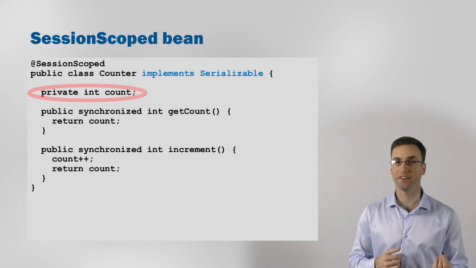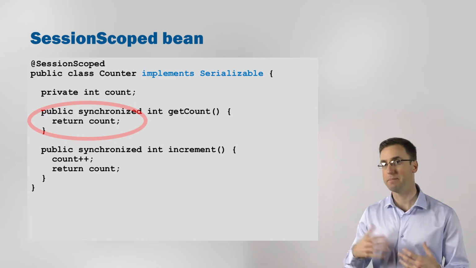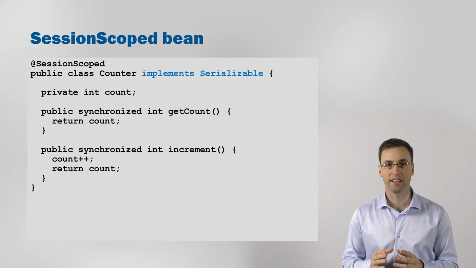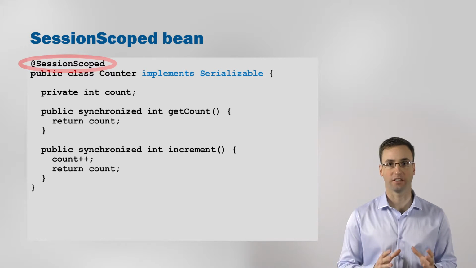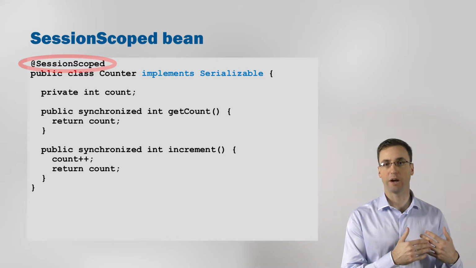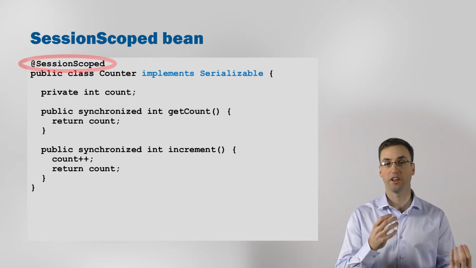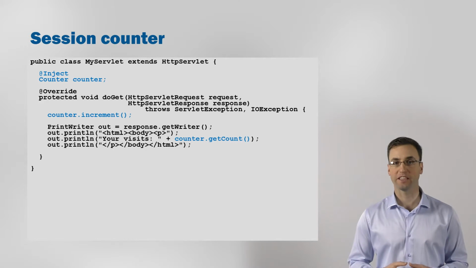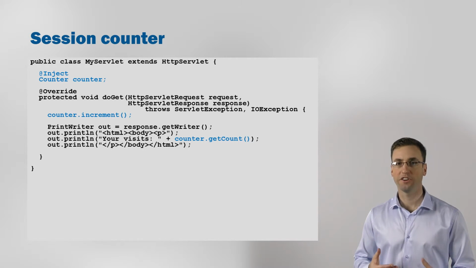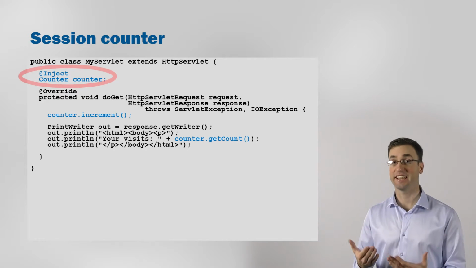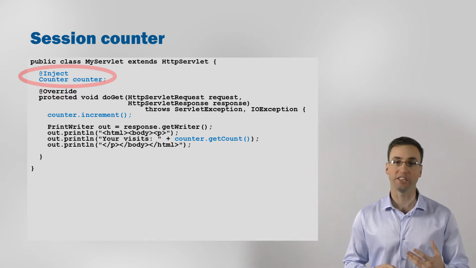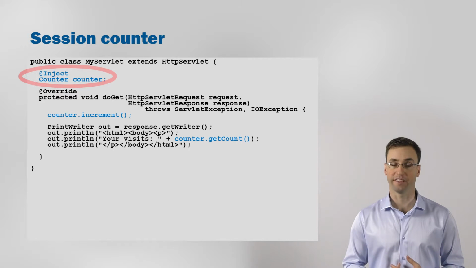It has a private count, a method to get the current count, and a method to increase the count. The most important thing to note here is that it has a session-scoped annotation. This means that CDI will create a separate instance of this count object for each user. Then here's a servlet that makes use of the session scope bean. Notice that all I need to do is add the inject annotation, and CDI does all the hard work of creating the object and making sure there's a different counter available for each request.